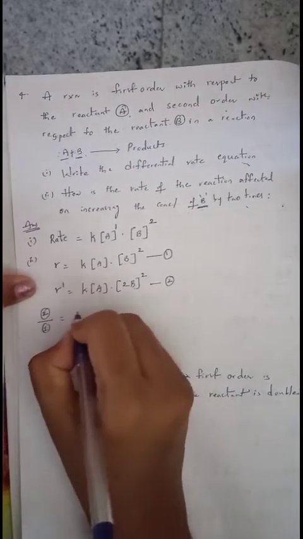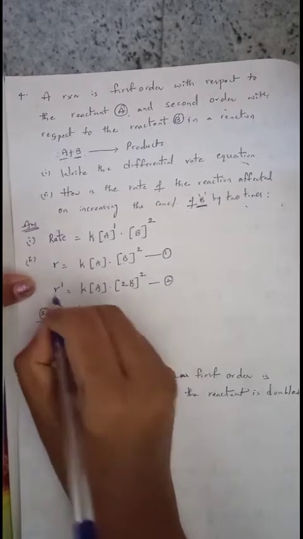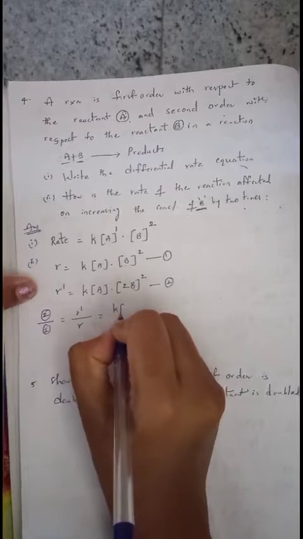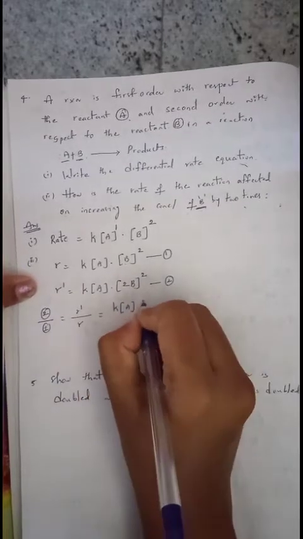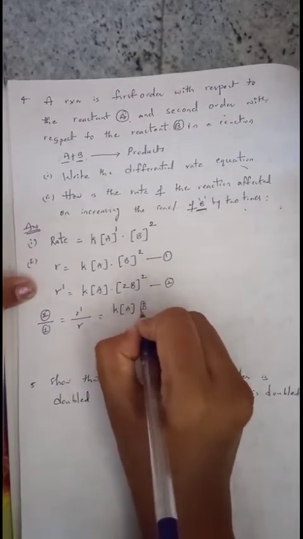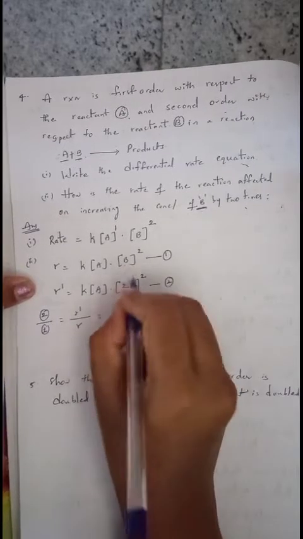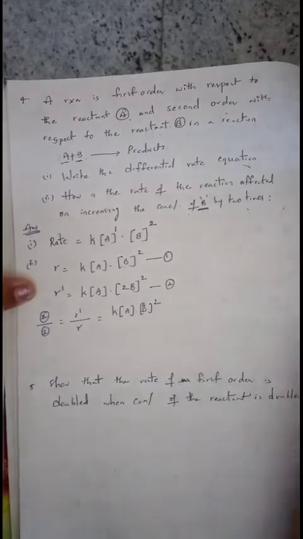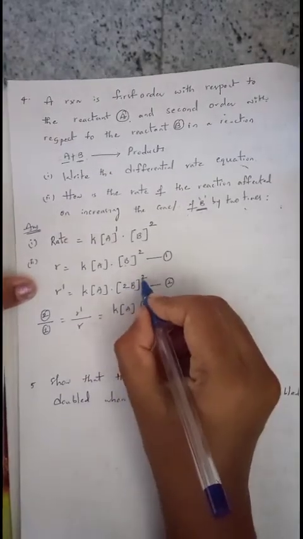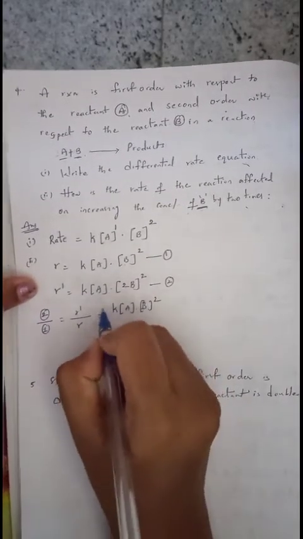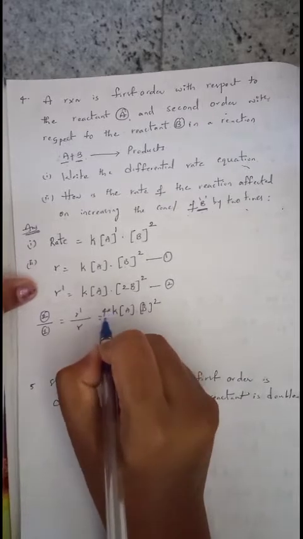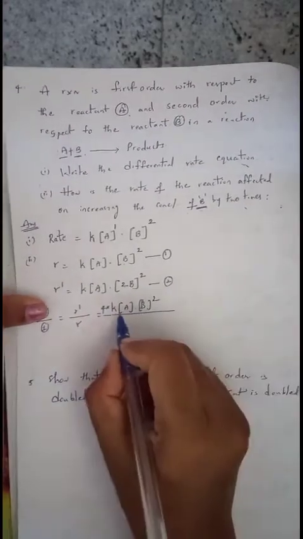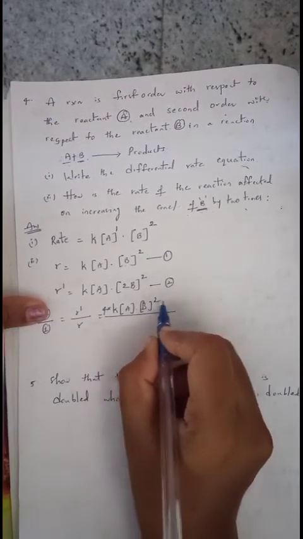So equation 2 is nothing but R dash. Equation 1 is nothing but R. R dash value is K, concentration of A into concentration of B squared. Now here B is increased by 2 times, so 2 into 2, that is 4. You can write here 4 into K, concentration of A, concentration of B whole square.